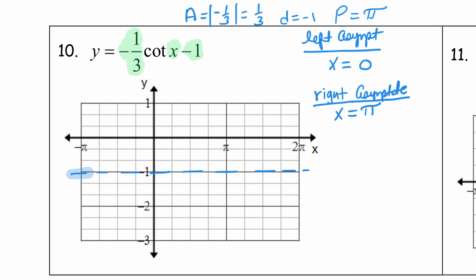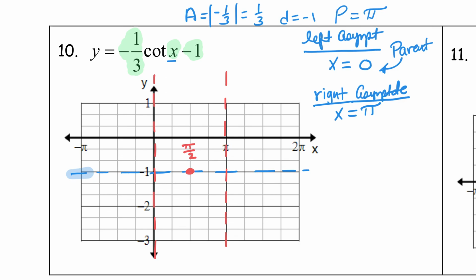Remember that for the left and the right asymptote, you have x equals the parent asymptote. In this case, we know the parent for cotangent has an asymptote at 0. And we know the right asymptote is going to be at pi. And we know the cotangent at pi over 2, in this case, is going to be at -1.